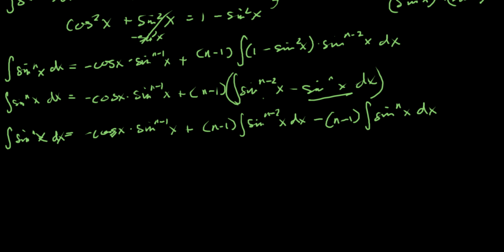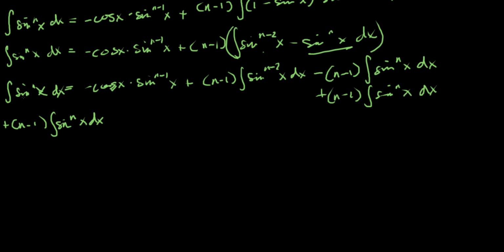Okay, so now we just need to add this integral here to both sides. It's the same integral that we're starting with, so we add it to both sides, and we have to add n minus 1 of them, because that's how many we're subtracting from the right side. So here you have plus n minus 1 times the integral of sine to the n of x dx. You have one of them here already, and you're adding n minus 1 of them.